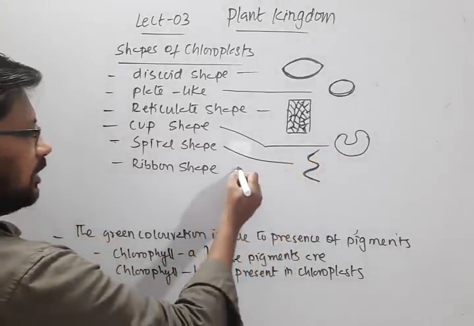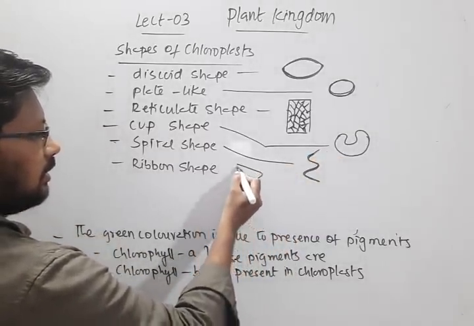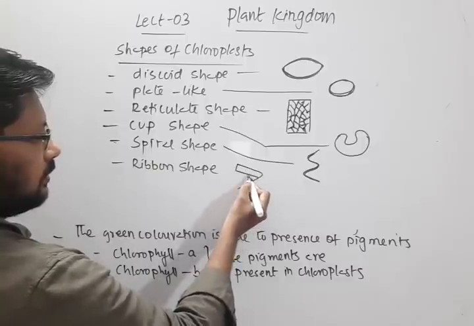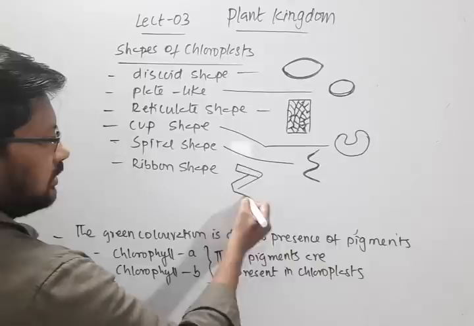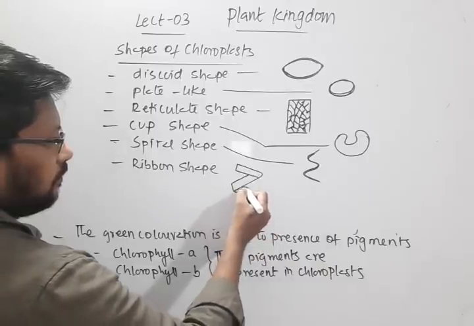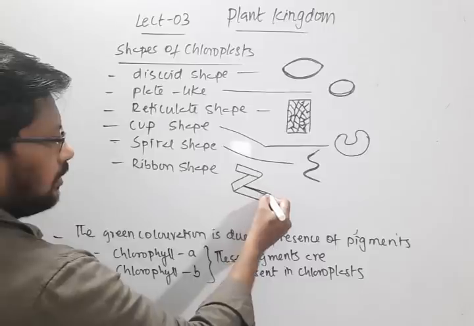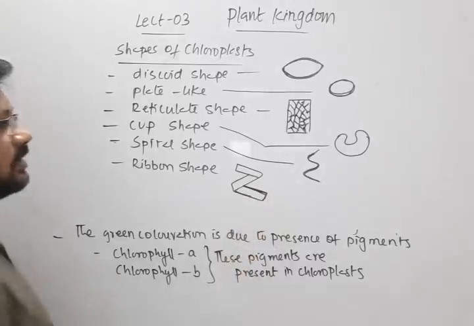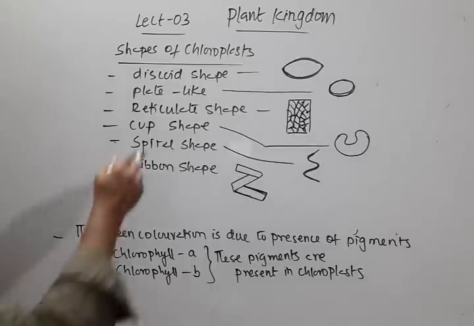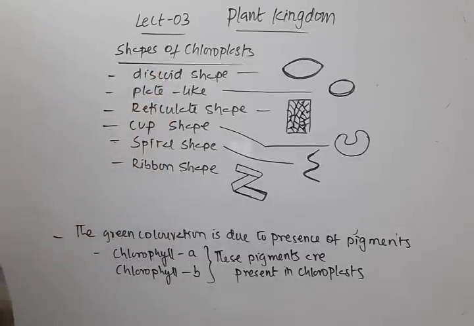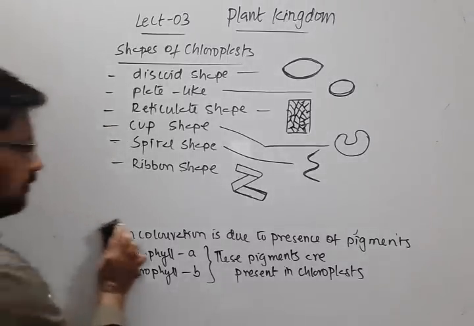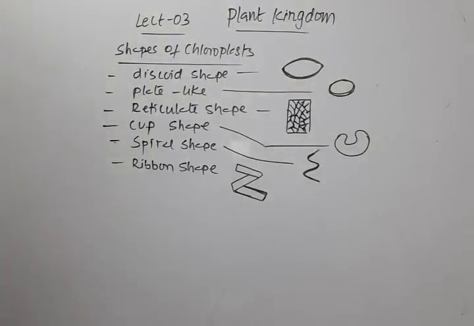And coming to ribbon shape, you will find something like this. So this is a ribbon shaped chloroplast. So these are different shapes of chloroplast. Of course, there are many other shapes of chloroplast. The star shaped also you will find, and C shaped, like this you will find so many other types, means different shapes of chloroplast.